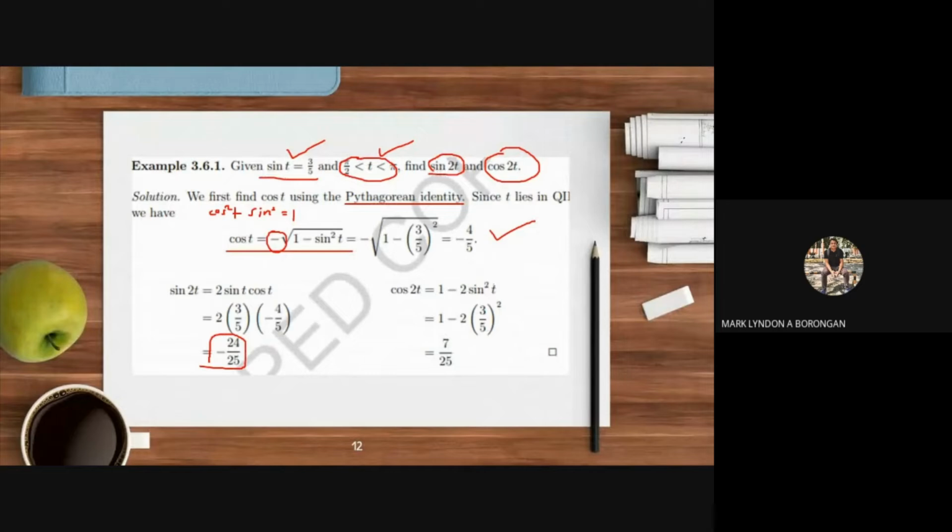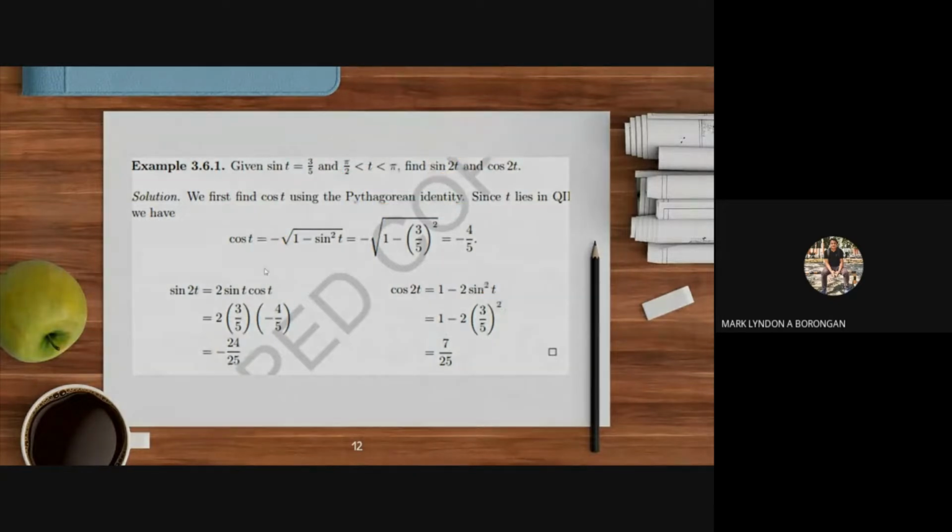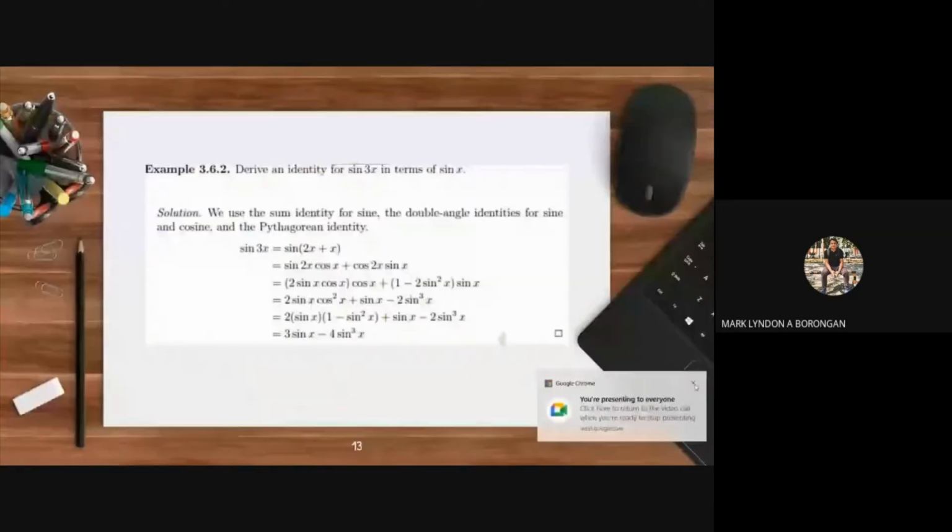So, atong sine t ani is automatically 3 over 5. And since naka-squared man na siya, therefore, ato po siyang squared. Okay? So, now you'll have 1 minus 2 times 3 over 5 squared. Simplify it and you'll get the final answer of 7 over 25. So, nanara pagkuha sa tuwang sine of 2t and cosine of 2t using the double angle identities for sine and cosine.